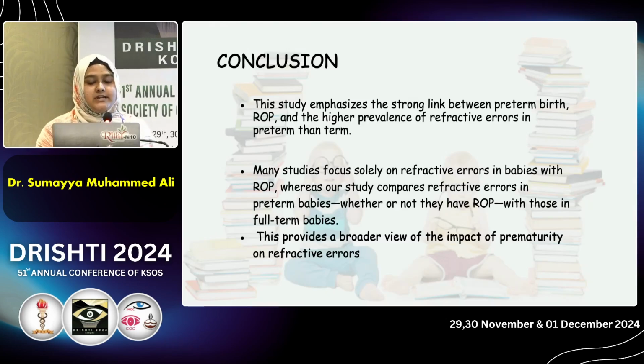our study strongly emphasizes that there is a strong link between preterm birth and ROP and higher prevalence of refractive errors in preterm babies. Many studies solely focus on refractive errors in babies with ROP, whereas our study compares refractive errors in preterm babies, whether they have ROP or not, with those in full-term babies. This provides a broader view of the impact of prematurity on refractive errors.